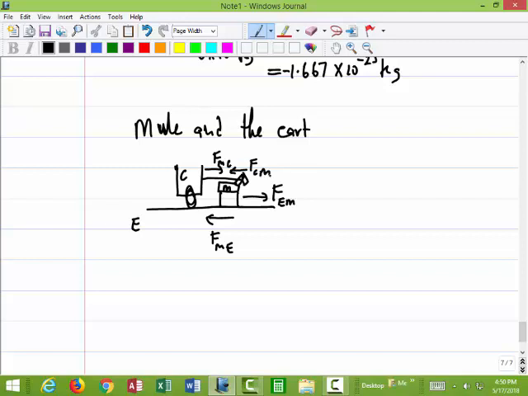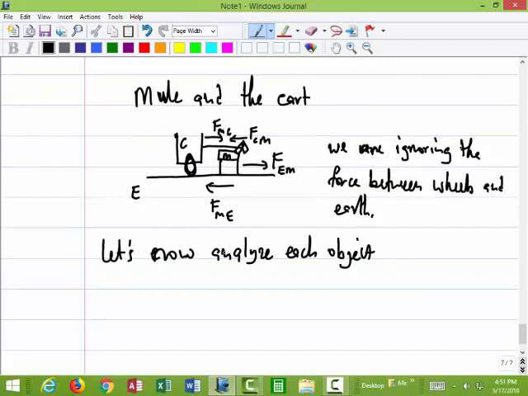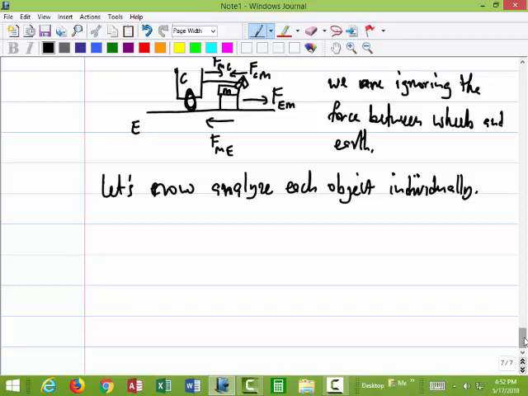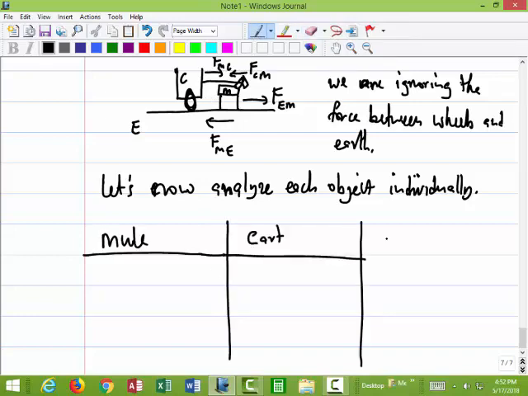We are going to ignore the force between the wheels and the Earth. So I'll just write here, we are ignoring the force between wheels and Earth. Let's now analyze each object individually. Okay, so we start off with the mule. Actually, let's do this. We will put the mule here. So we'll start off with the mule, and then we'll put cat, and then we'll put Earth.